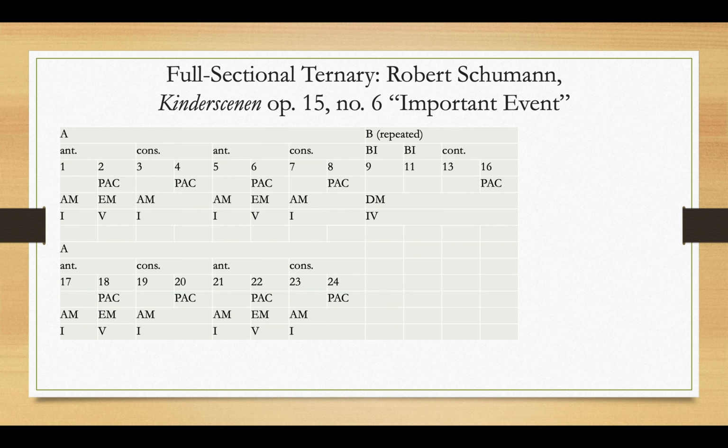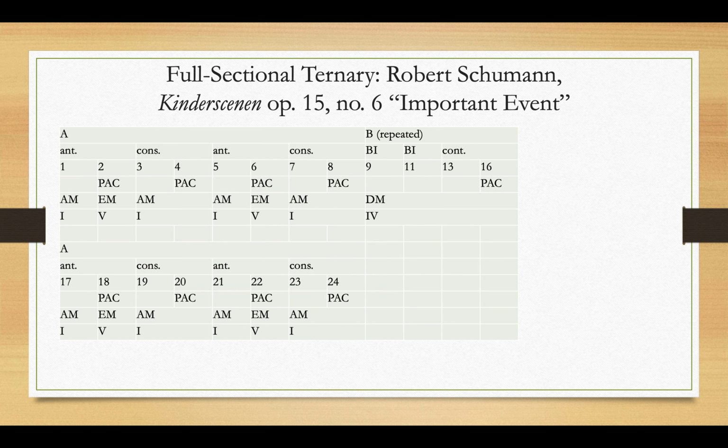So on to our first example. Both of the examples we're going to discuss in this video happen to be instances of full sectional ternary, so all three sections will be tonally closed. This is partially because this is one of the most common types of ternary forms, and partially because I'm using these two pieces to illustrate a very compact version of ternary and then a more extended version of ternary that we'll see in the other piece.